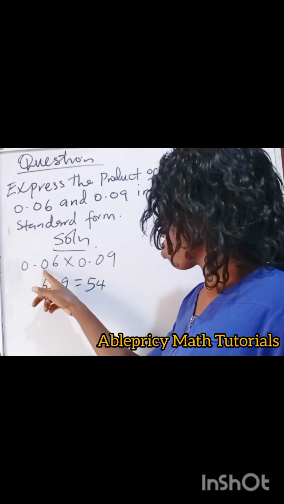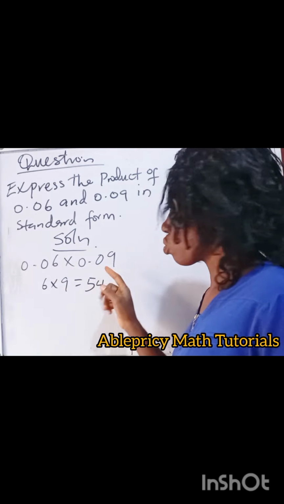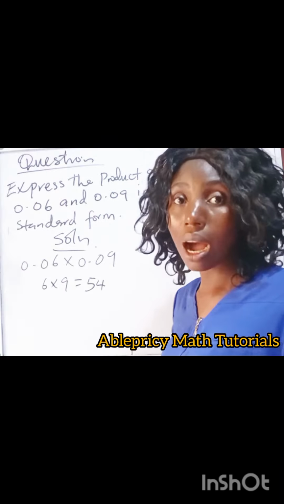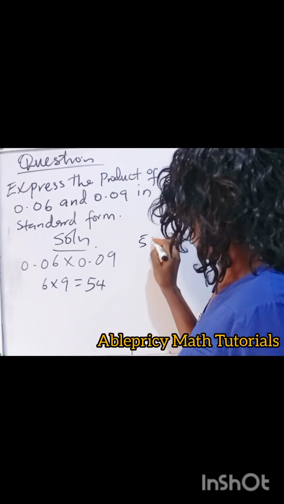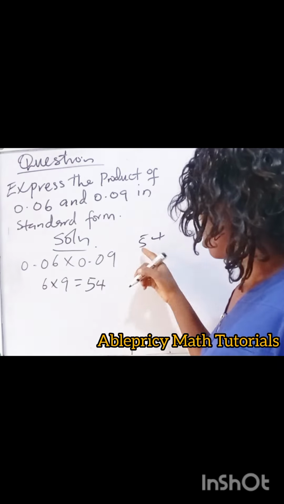Remember, we have two decimal places here, that's 1, 2. We also have 1, 2 here, which is a total of 4 decimal places. So how do we convert this 54? How do we write it? How do we put back our decimal places in this?